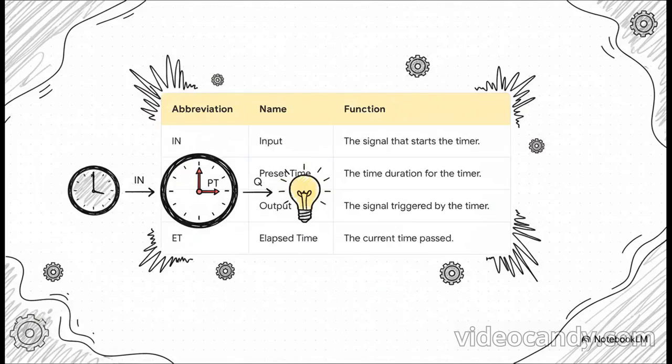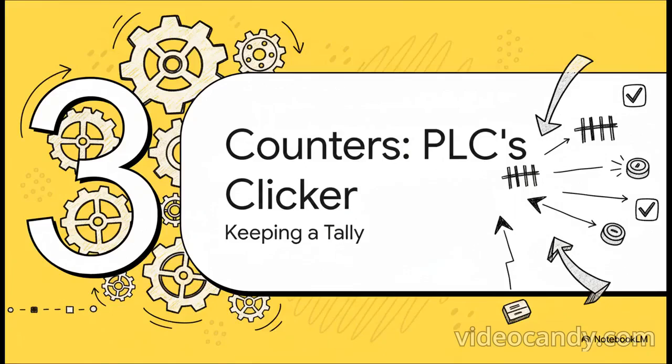And what's really cool is how simple it is when you break it down. You've got IN, that's the start button. PT is the preset time, that's the countdown you set. Q is the output, the thing that happens at the end. And ET is the elapsed time, so you can always see how far along the timer is. Simple, right?